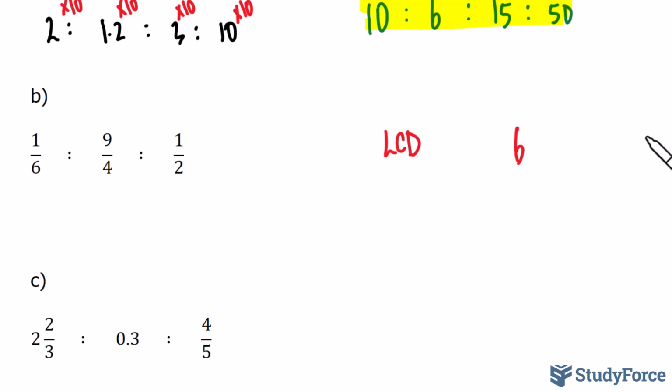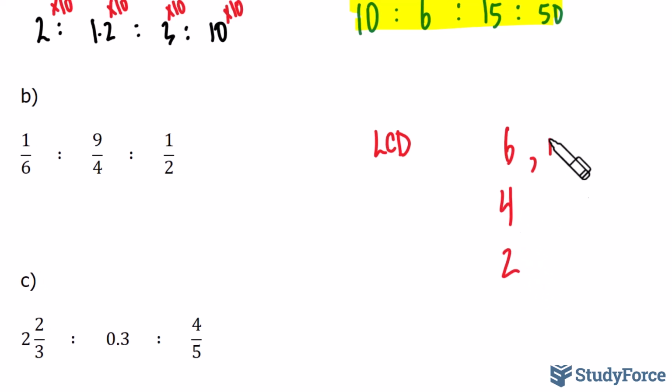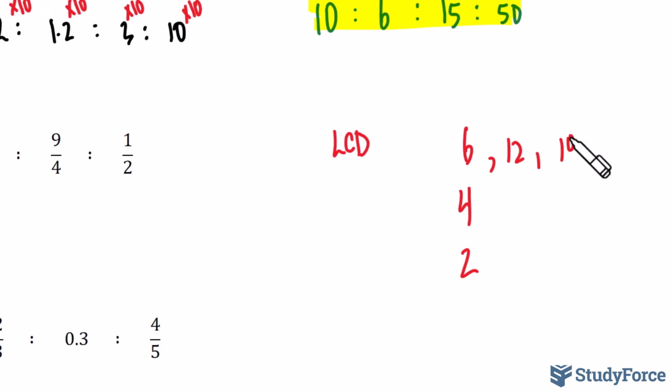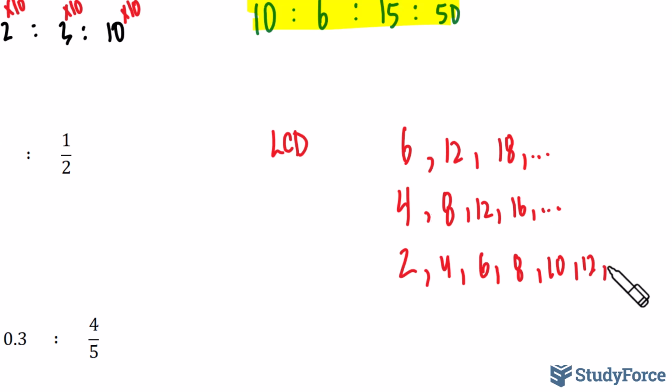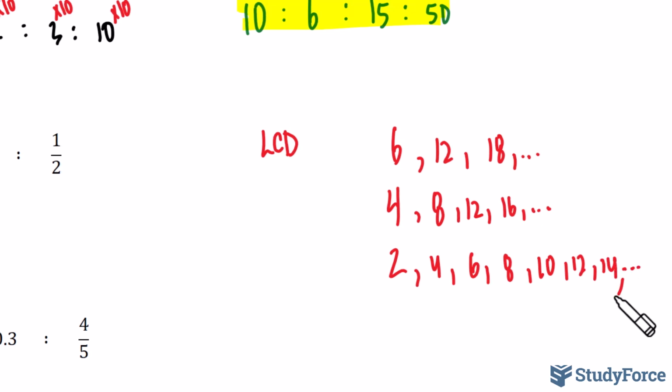And here's why. If we write down the multiples of 6, 4, and 2, those are the first 3 for 6, and the first few for 4 are 8, 12, 16, and so on. And for 2 are 4, 6, 8, 10, 12, 14, and so on. Notice that 12 is the common multiple amongst all 3 of those rows. And so the LCD for us has to be 12.